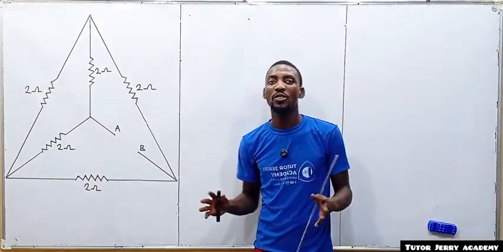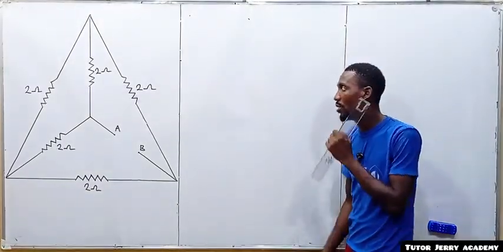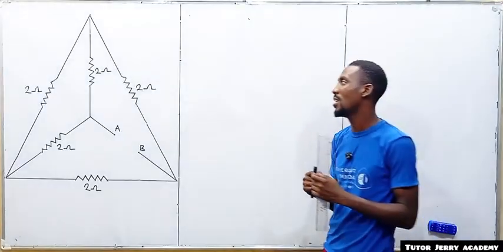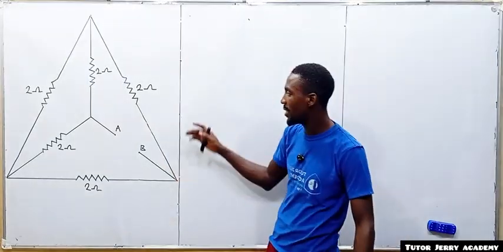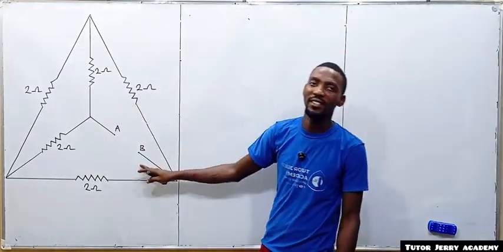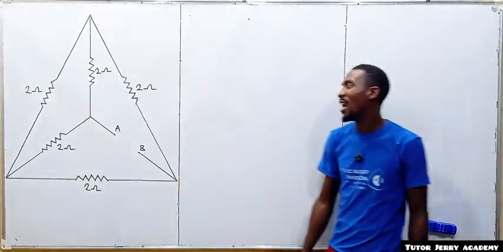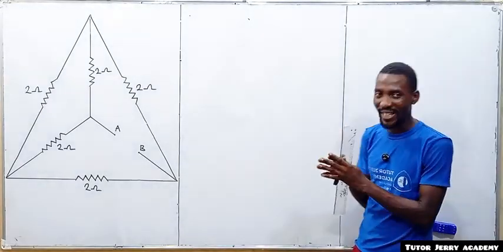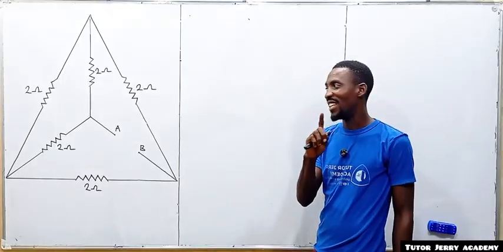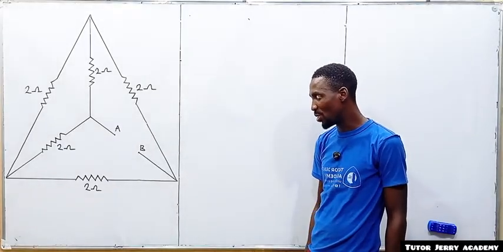Alright, we are going to be solving another interesting question on circuit analysis. And the question says we should find the equivalent resistance between terminal A and terminal B. Alright, how do we solve this question? The question is looking complicated. Alright, but let me show you a trick that I'm going to use here.